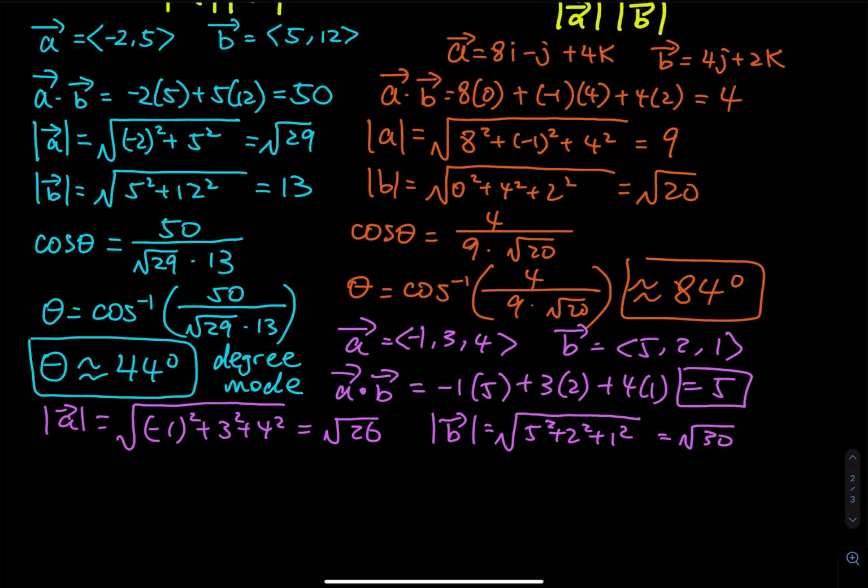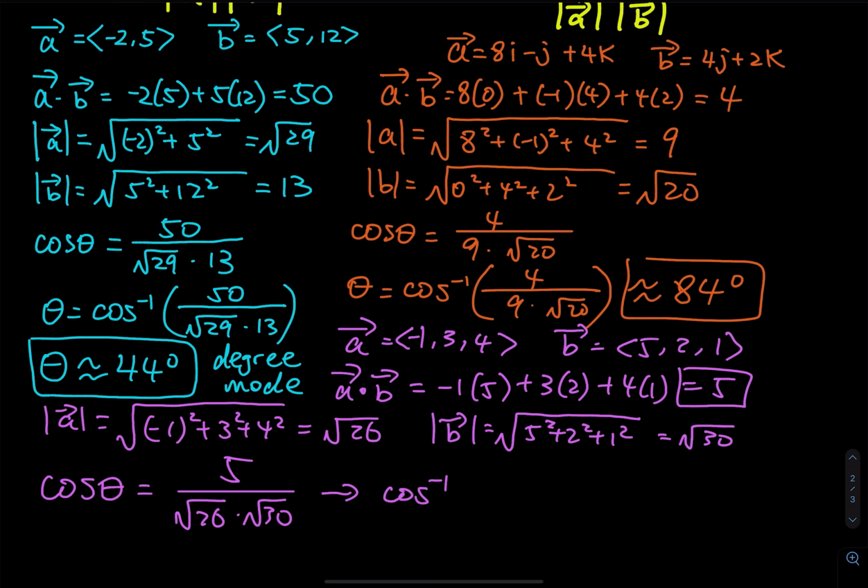And then now we are ready to do the last part. The last part is cosine of theta equal to the dot product, which is 5, divided by the product of the magnitudes, root 26 times root 30. So that is inverse cosine of 5 divided by square root of 26 times square root of 30. This one in degree mode is approximately equal to 80 degrees.